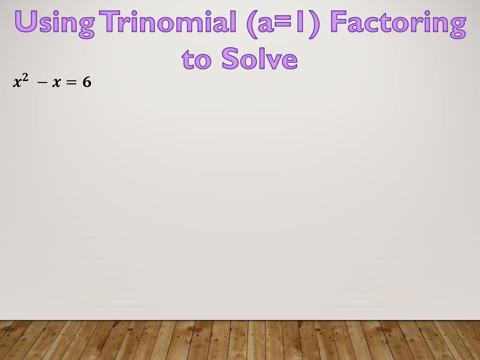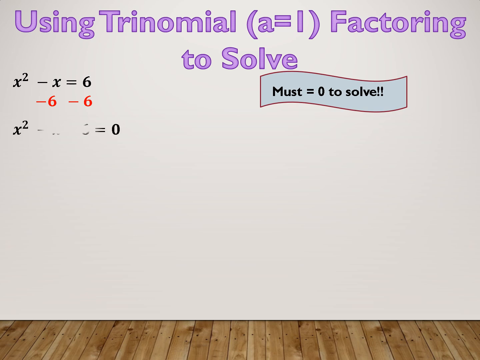So, first thing we've got to do is make sure it equals 0 to solve. Does it equal 0? I don't think so. So we're going to have to make it equal 0. So we are going to subtract 6 from both sides. So that gets me x squared minus x minus 6 equals 0.